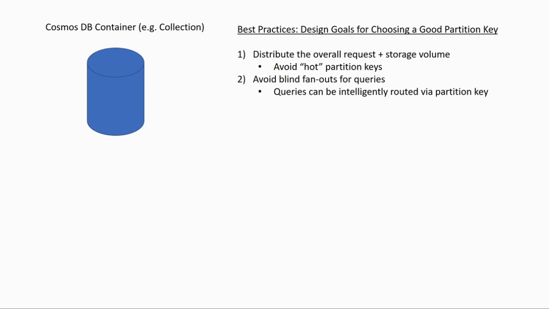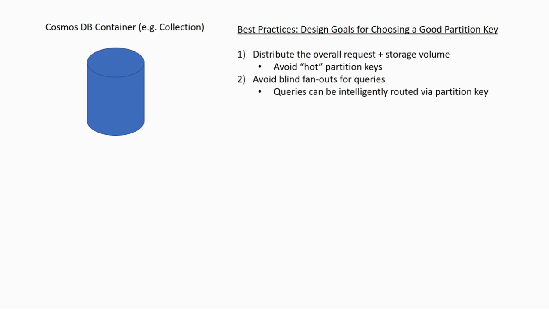Now, how do you choose a good partition key? What are the things that you want to think about? At a high level, you have basically two goals. Number one, you want to distribute the overall request volume and the overall storage across as many partition keys as possible. This is your mechanism for scaling. And you want to choose an even distribution that avoids hot partition keys.